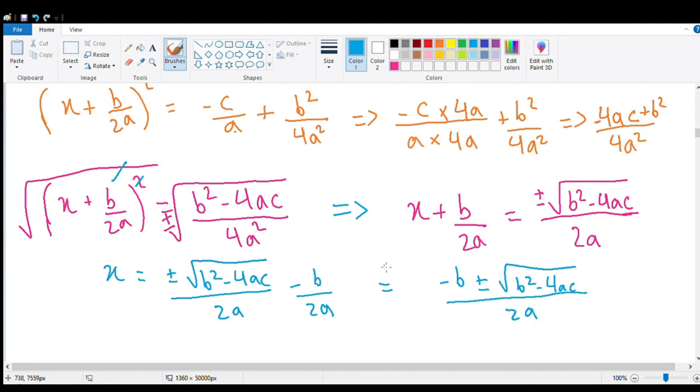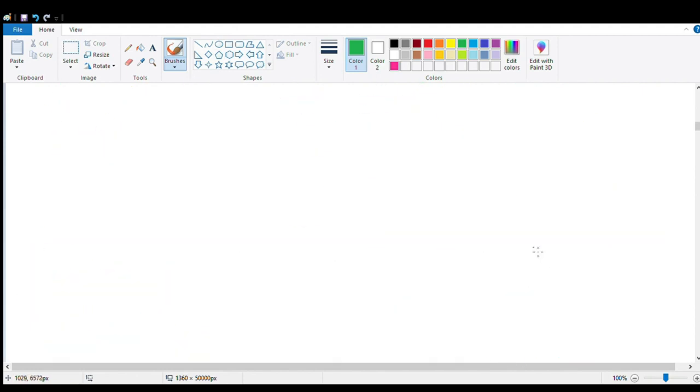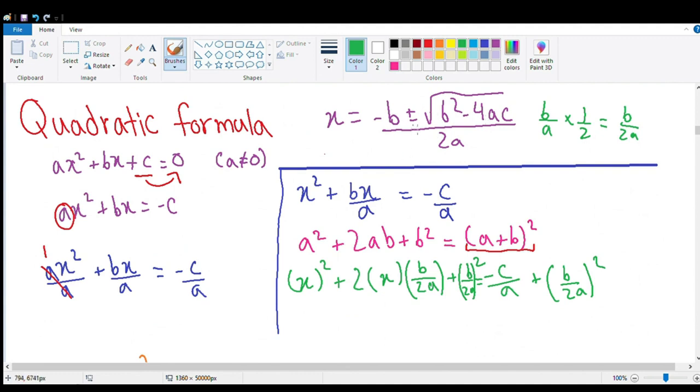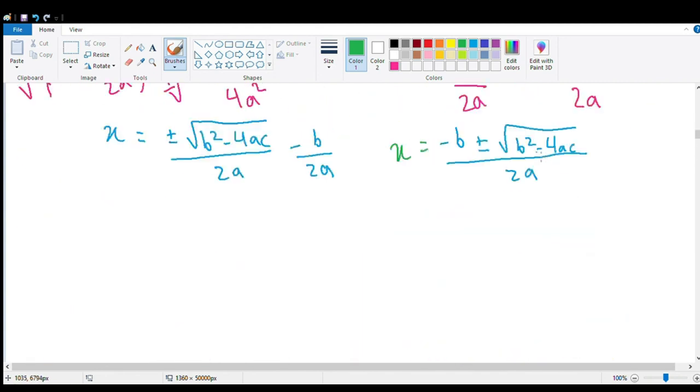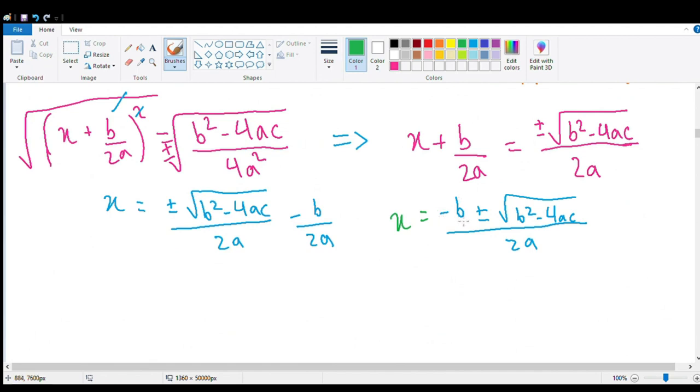That's x's value, so let's just write it right over here. x equal to that. So that's exactly what we had up there. Let's scroll up and see. So, oops, it's way too up. So right here it says minus b plus minus square root of b squared minus 4ac over 2a. And that's exactly what we have over here: minus b plus minus square root of b squared minus 4ac over 2a.